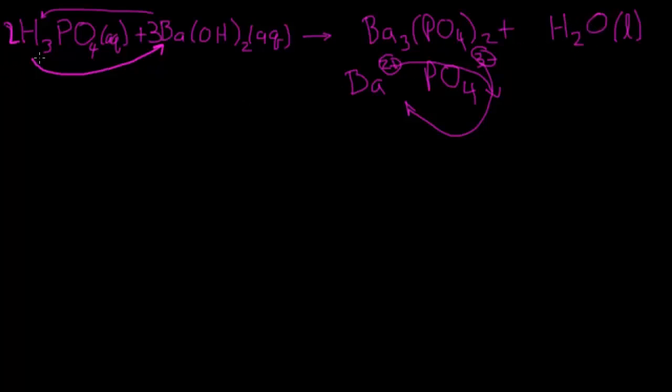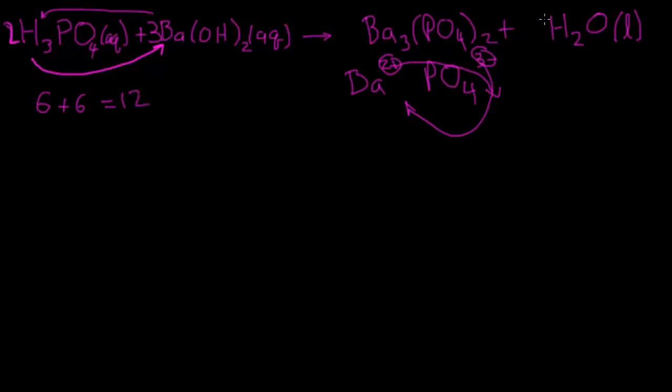So if I think about the hydrogens, I've got 2 times 3, so that's 6 hydrogens from the phosphoric acid. Then over here in the barium hydroxide, I've got this OH twice. So each one of these has 1 hydrogen, but I've got 2 of them. And then I've got a total of 3 of these barium hydroxides. 2 times 3 gives me another 6 hydrogens. So I've got a total of 12 hydrogens, all total.